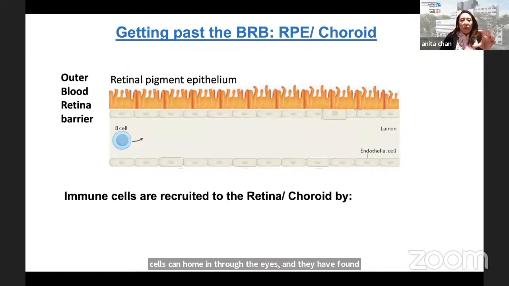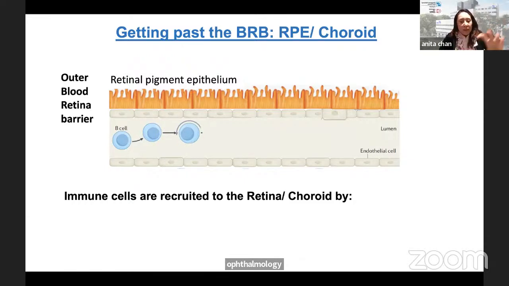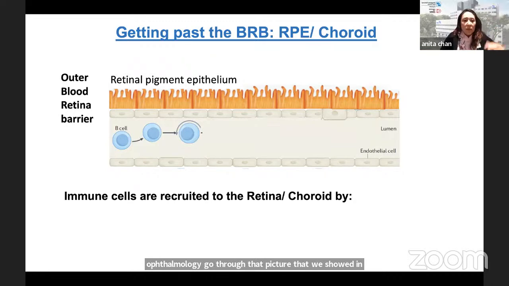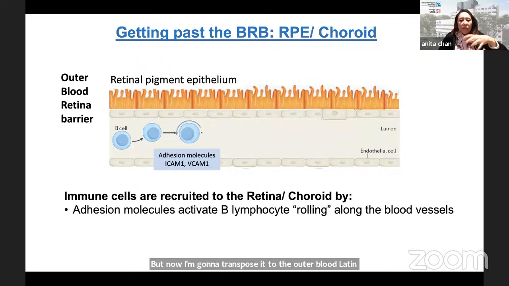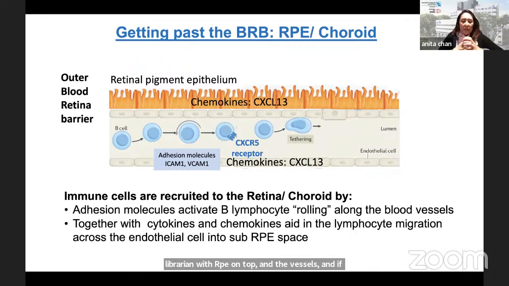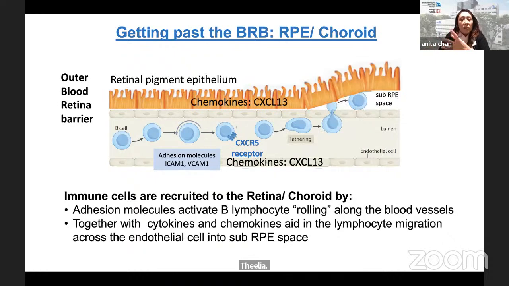So just to summarize that and to give you a visual understanding, because this is really not basic ophthalmology, I'll go through that picture that we showed in the CNS, but now I'm going to transpose it to the outer blood retinal barrier with the RPE on top and the vessels. And if they're activated by ICAM or VCAM, they undergo rolling. And these lymphoma cells may have the receptor CXCR5, and plus the chemokines on the RPE as well as endothelia attract them to the wall to tether and therefore migrate to the sub-RPE space.